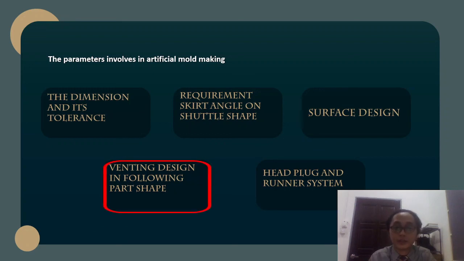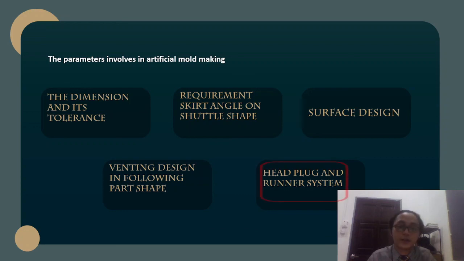Next, the venting design follows the part shape. Generally, the venting groove is expected to be cut at the last area of the mold to fill, because that area usually traps more air and causes gas burn on the part. In the case of the shuttlecock, the vent may be grooved at every tip of the feather.